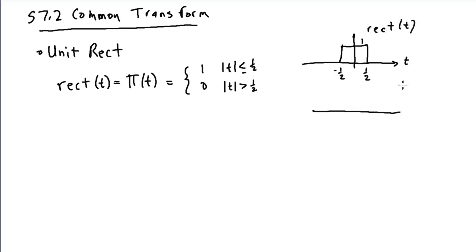You might also see something like this, rect of little t over capital T. In this case, the unit rect has a width of 1. Rect of t over T is a function that has a width of capital T, so it actually goes from -T over 2 to plus T over 2. Again, it would have a height of 1, and notice if I substitute in t is equal to T over 2 here, I'll get rect of 1/2, which is this edge.